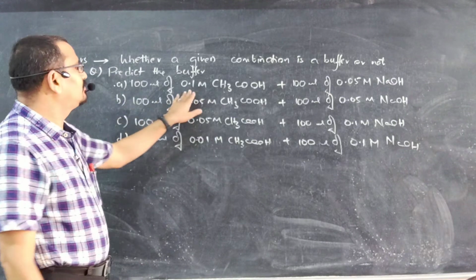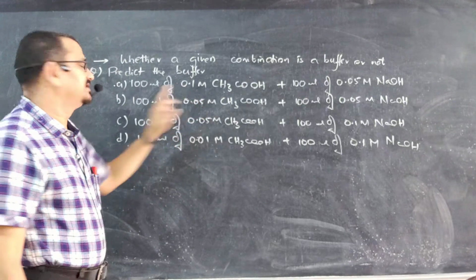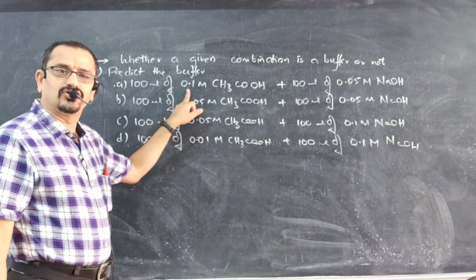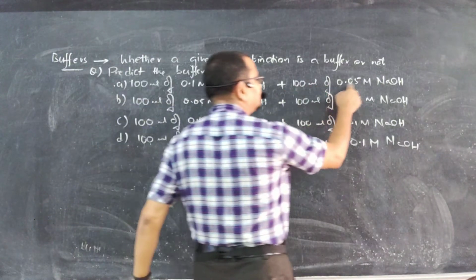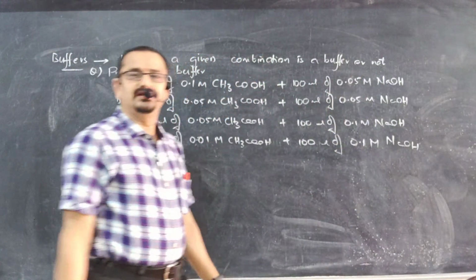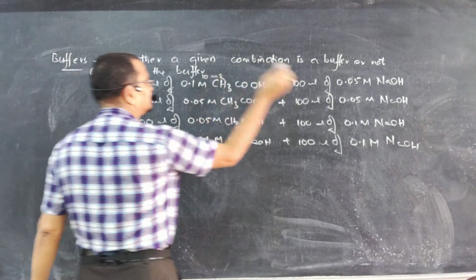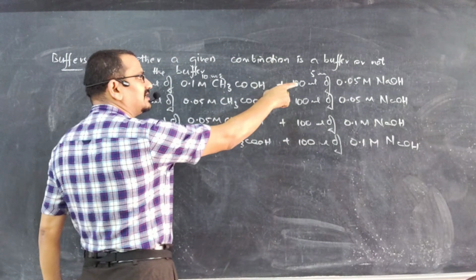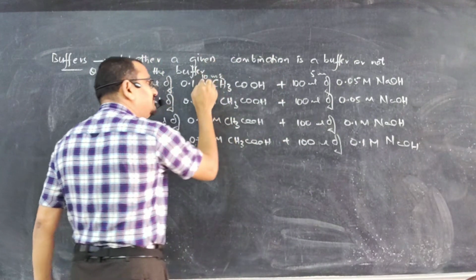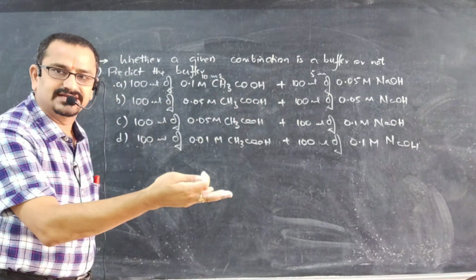Now 100 into 0.1 normal. As basicity is 1, molarity is equal to normality. 100 into 0.1 normal, how much? 10 milli-equivalents. 100 into 0.05 normal, 5 milli-equivalents. So this is 10 milli-equivalents, and this is 5 milli-equivalents of base. 5 milli-equivalents of base reacts only with 5 milli-equivalents of acid and gives 5 milli-equivalents of salt.